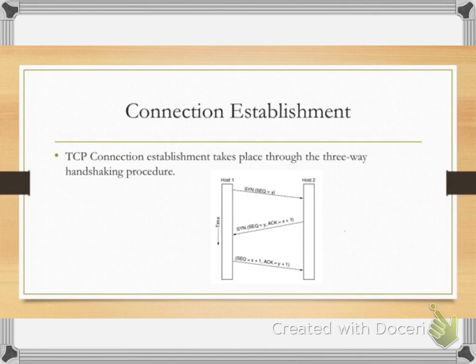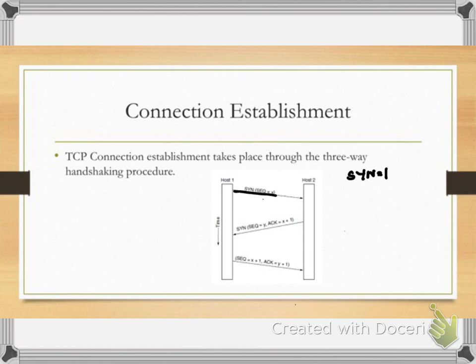So first of all, we have the connection establishment process. As we had discussed in the general transport layer connection establishment, TCP connection establishment takes place through the three-way handshaking procedure. At first, host 1, the one initiating the connection, will send a segment with the SYN bit set to 1. You can recall the SYN bit is there in the header, and it will start with an initial sequence number X.